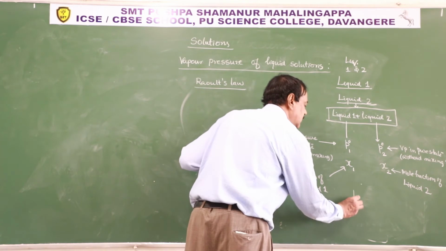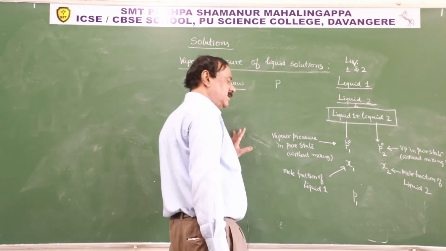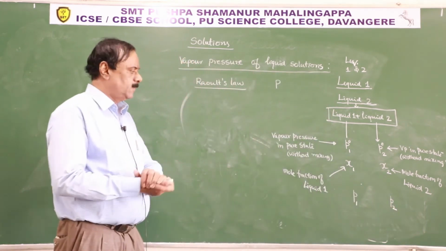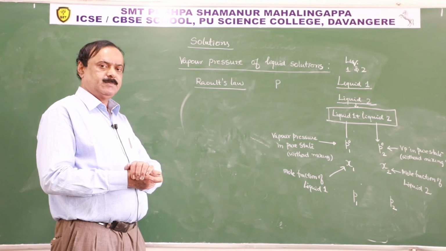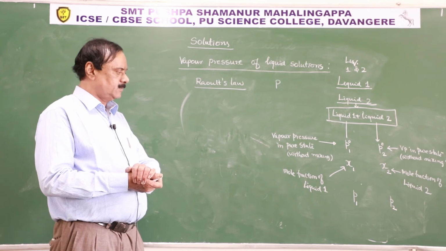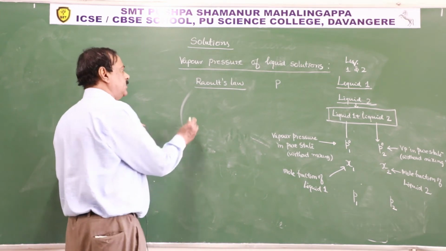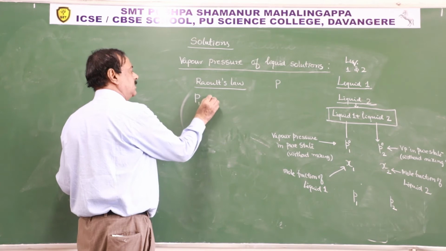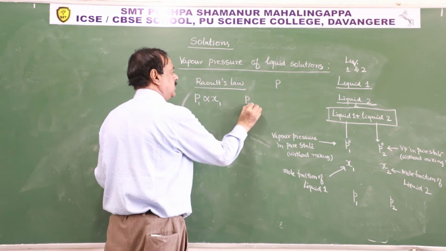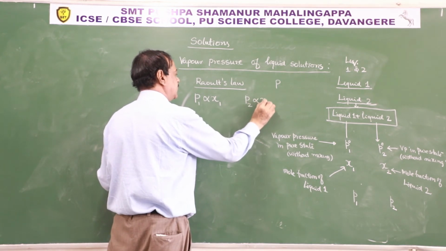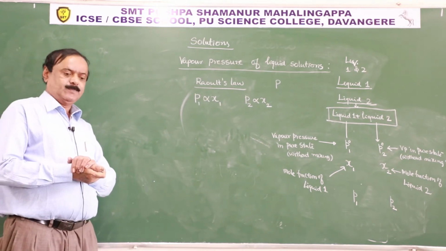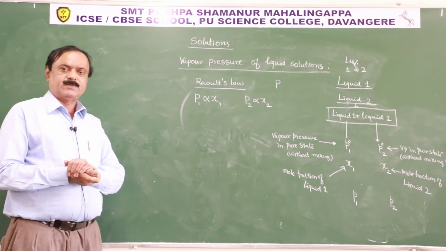After mixing, I will consider these as P1 and P2, which refer to the partial pressures, that is the vapor pressures exerted by liquid 1 and liquid 2. Therefore, according to Raoult's law, P1 is directly proportional to X1 and P2 is directly proportional to X2. That is the mathematical form of Raoult's law. It is also the modified form of Henry's law.